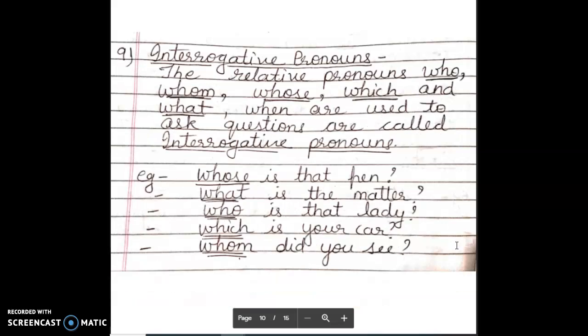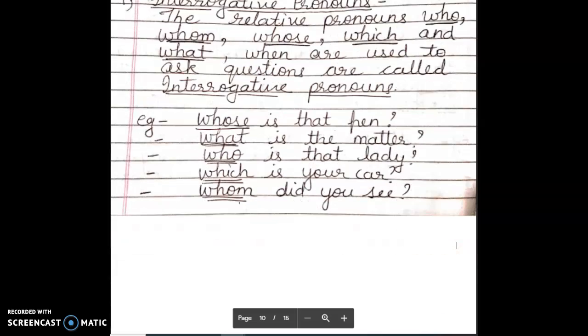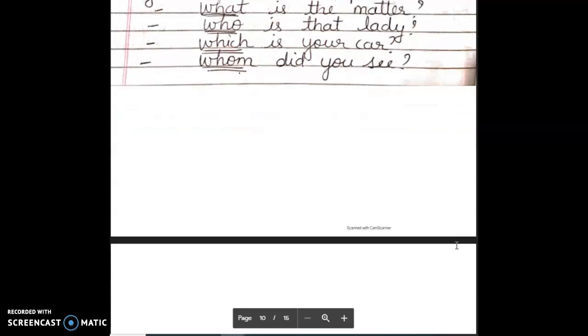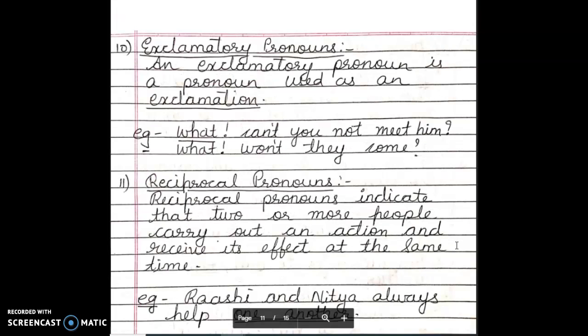Interrogative pronoun. As the name indicates, interrogative means question mark. So the relative pronouns who, whom, whose, which and what, when used to ask questions, are called interrogative pronouns. For example, whose is that pen? What is the matter? Who is that lady? Which is your car? Whom did you see? These all are interrogative pronouns.